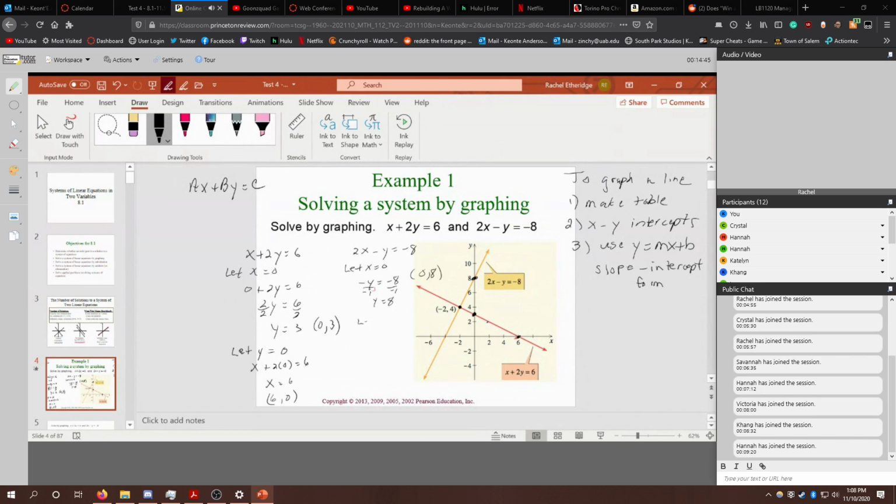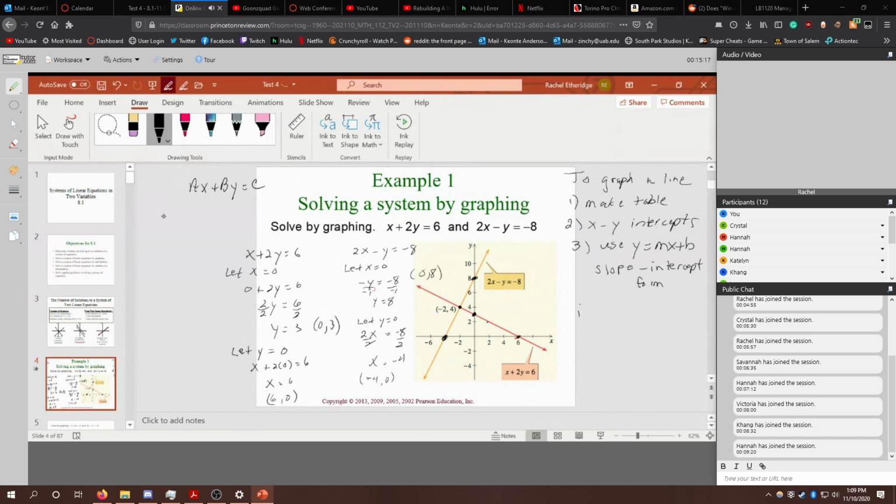And then for the x-intercept, we let y equal 0. So we get 2x equals -8 because the y goes away. And we get x equals -4. So (-4, 0). And when you cross those two lines, they intersect at (-2, 4).